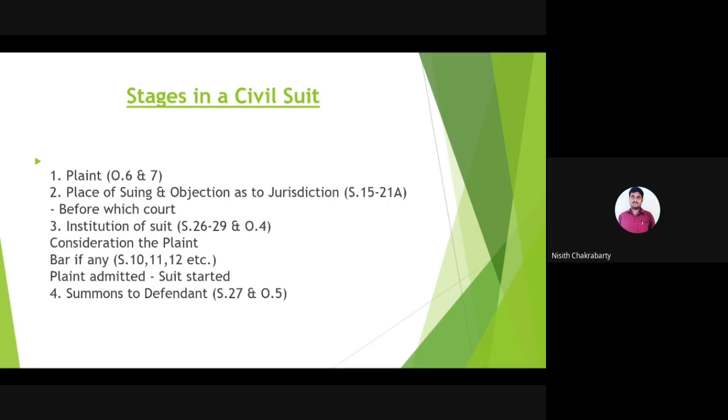Then when you have filed a plaint, the court, or the Sirastadar, will see whether this is the proper court where it has been filed, or if there is any objection to the jurisdiction, it will be raised at the earliest possible opportunity. So Section 15 to 21A you will read. Then before which court you decided that this suit needs to be filed.